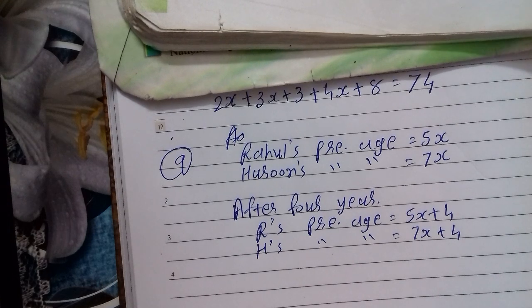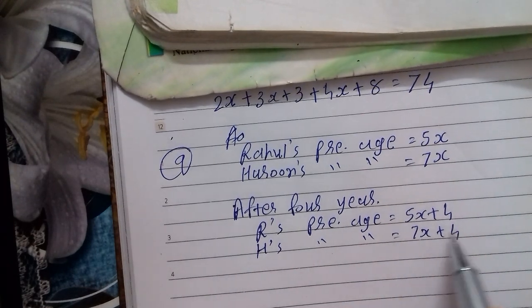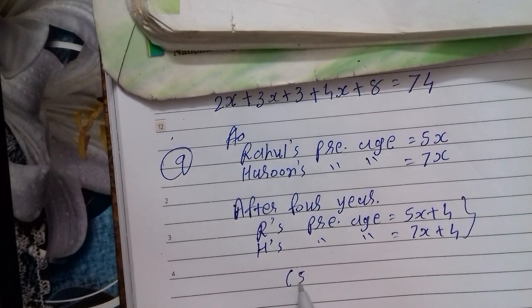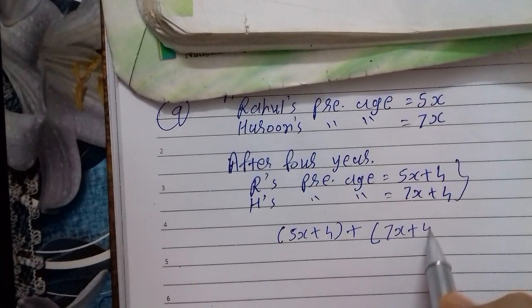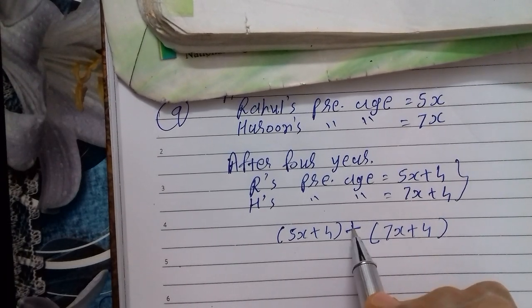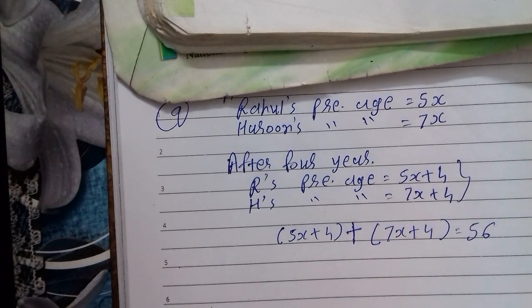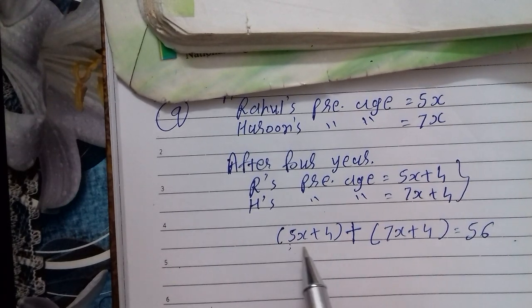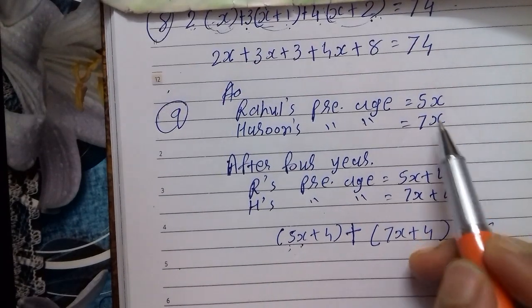Now what is given? Four years later, the sum of their ages will be 56. That means 5x plus 4 plus 7x plus 4 is equal to 56. What are their present ages? So first solve this equation and you will find the value of x. Then put this value of x in their present ages.